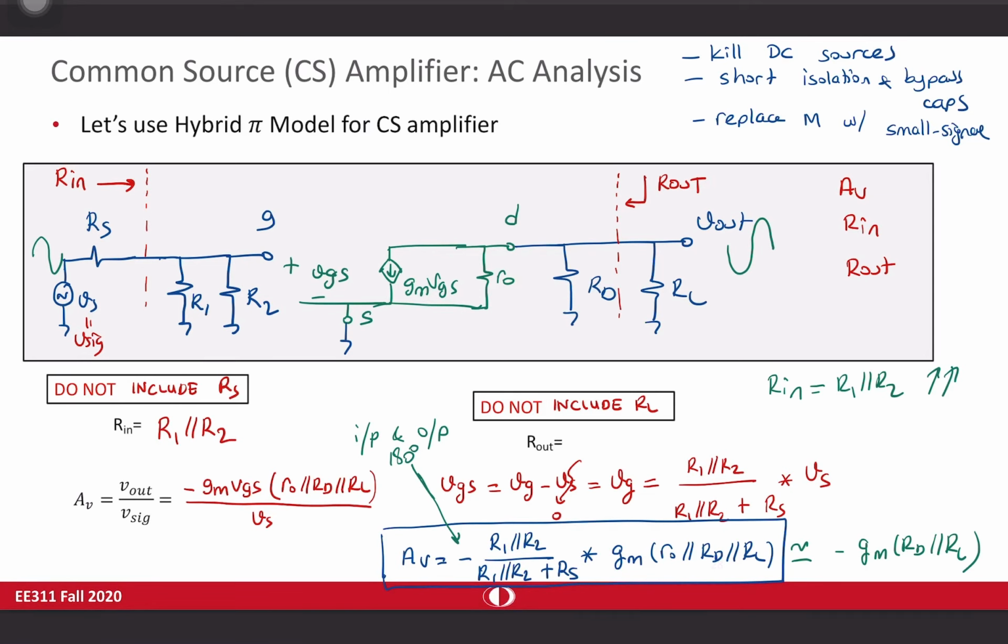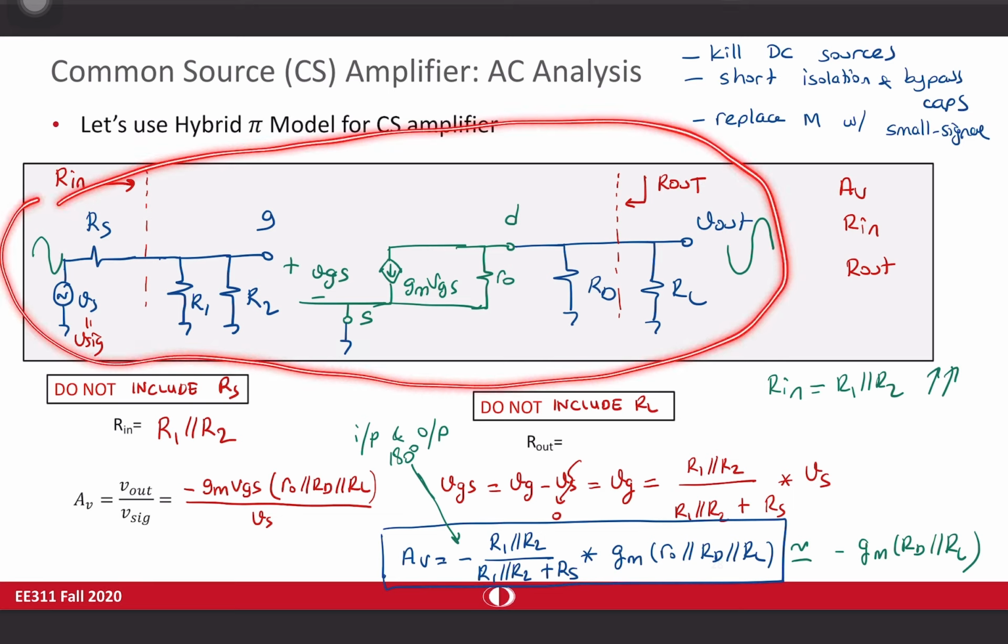Welcome to the fifth lecture of EE311. In this part, we will finalize the analysis of common source amplifier, and then we will continue with the common source with degeneration amplifier. In the previous lecture, we finalized the DC analysis, found the small signal parameters, and drew the small signal equivalent for the common source amplifier, which is in here, of course.